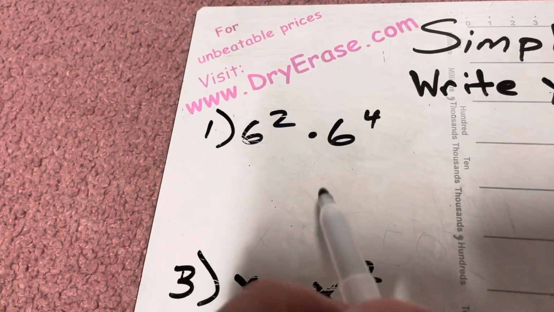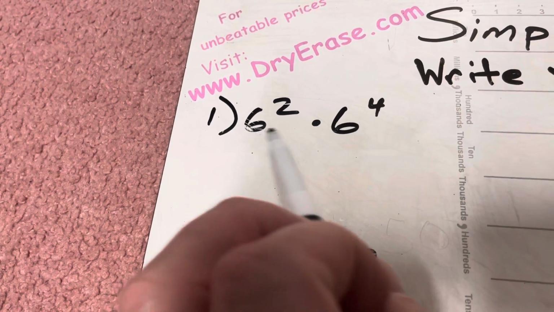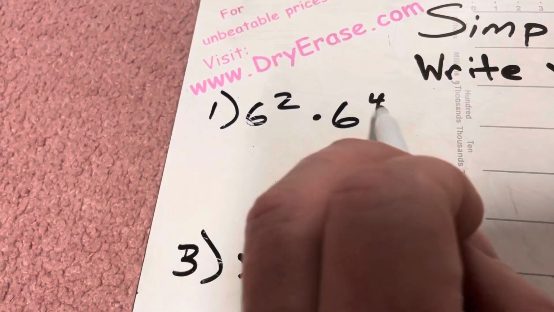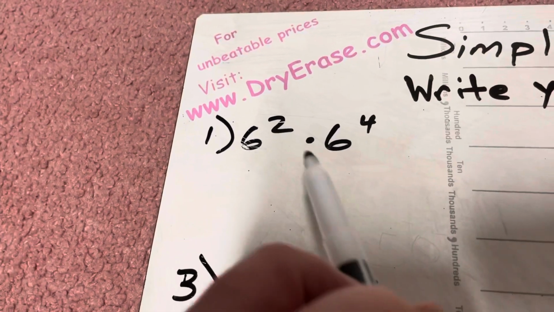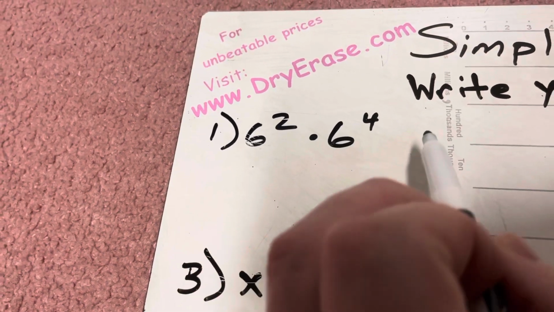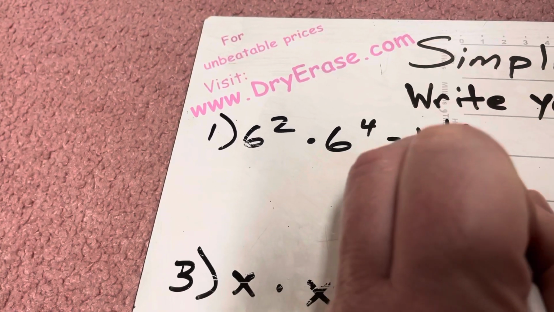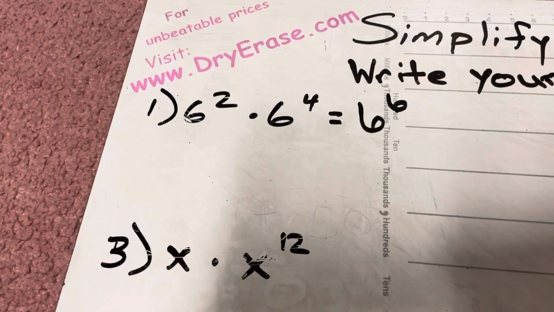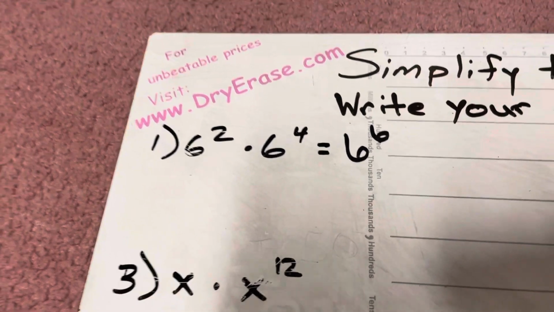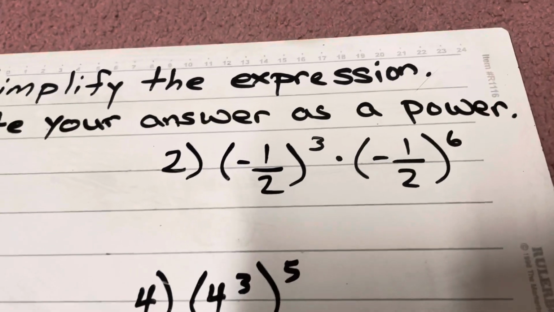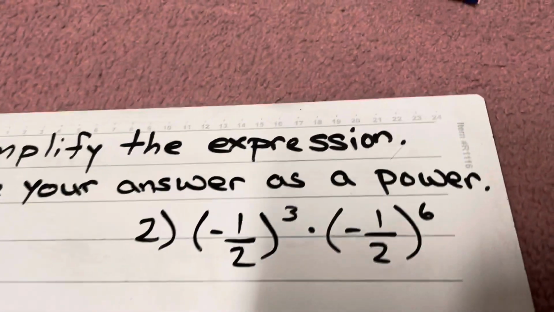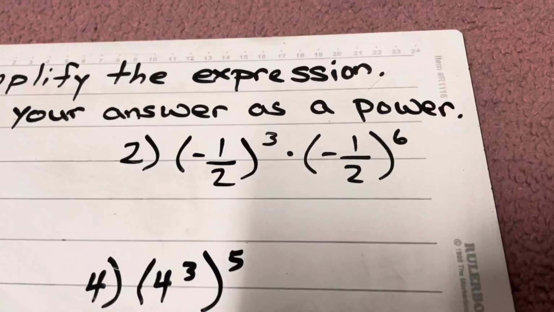Whenever we have this situation where it's the same base number, all we do is add the exponents. So 6 to the power of 2 times 6 to the power of 4 just equals 6 to the power of 6. All right, that's manageable. Negative 1/2 to the power of 3 times negative 1/2 to the power of 6.